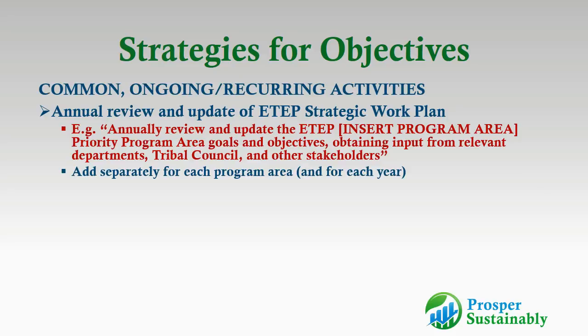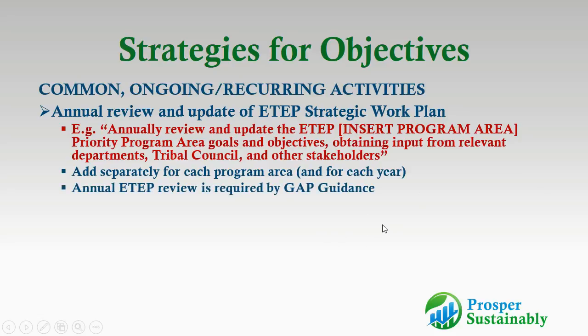Your education outreach, 16, 17, 18, and 19. Even your general category, because you want to review that separately. So you want to have a placeholder because reviewing and updating each ETEP program area takes time and resources. So you want to have an objective so that you can make sure you allocate sufficient time and resources to accomplishing that.